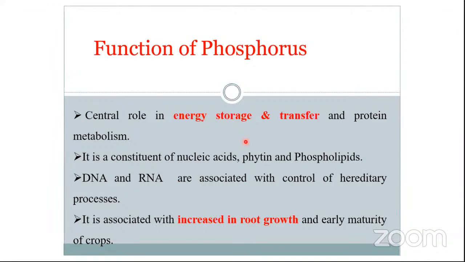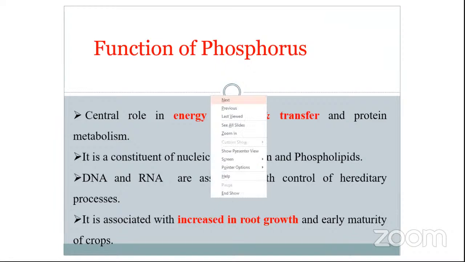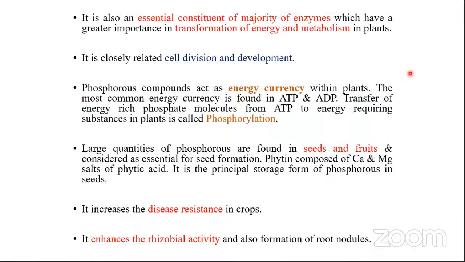In the hereditary process, phosphorus is part of the base pairs of DNA and RNA. Phosphorus plays a major role in root growth, in energy transformation, and in cell division.